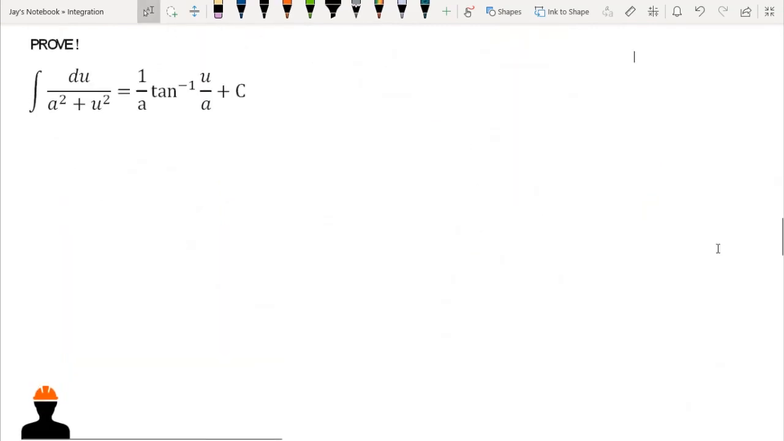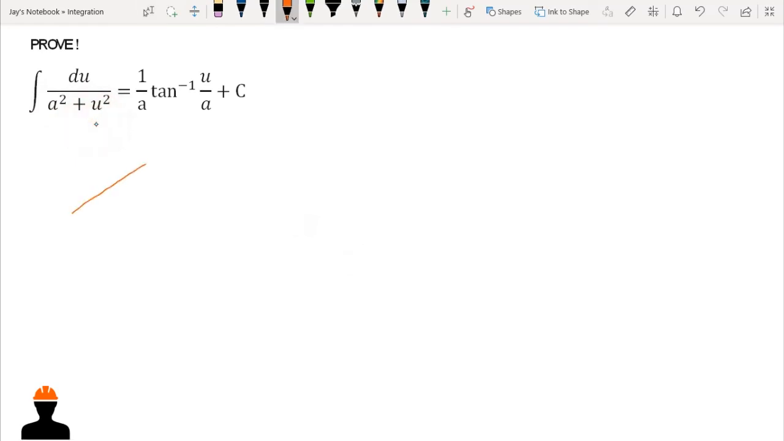Now we have the second rule in inverse trigonometric functions, that is the integration of du over a squared plus u squared is equal to 1 over a arctangent of u over a plus c. Okay? So in this case, we will be trying to prove that this function is equal to this function. So we can use trigonometric substitution for this one. However, we need to plot first this a and u in our right triangle.